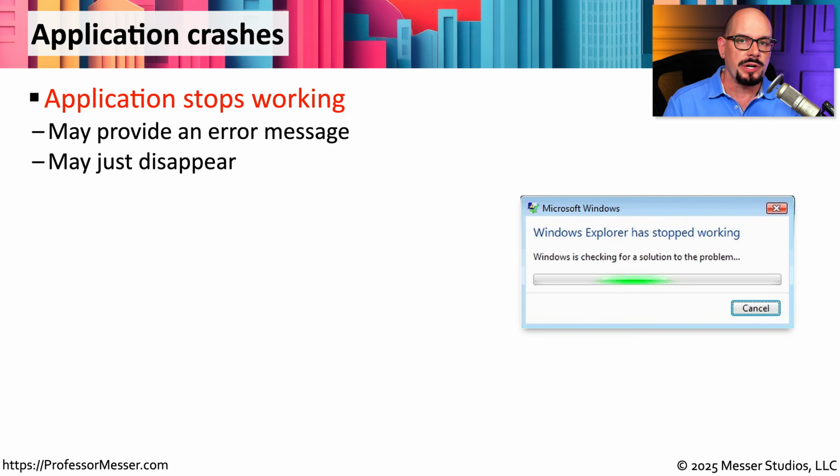There are a number of troubleshooting resources available for you in the operating system when you run into an application error. Some of these applications will simply stop working. They'll pop up a message on the screen like this one that says Windows Explorer has stopped working. And it may do some work to try to determine how you might be able to resolve this problem.